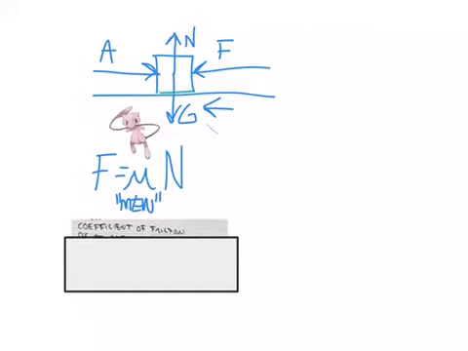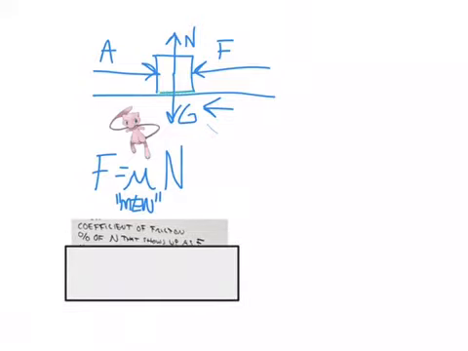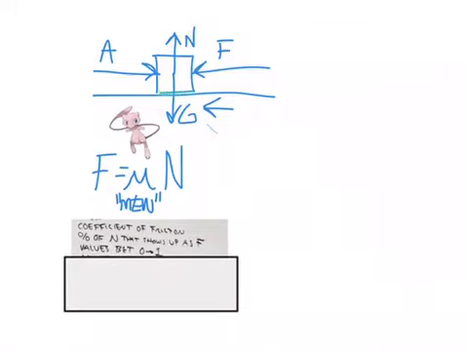And what does that mean? Well, it shows the percentage of N that shows up as friction. So the values of mu are going to be between 0 and 1. If mu is 0, that means 0% of the normal force would show up as friction. If mu is 1, then 100% of the normal force shows up as friction. Or mu could be 0.5, and 50% of the normal force would show up as friction.